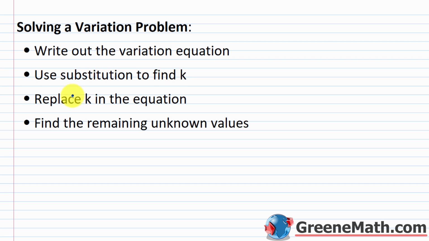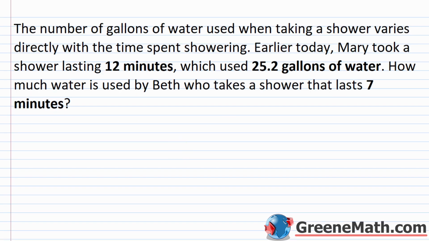So in your model that you set up, you're then going to find the remaining unknown values. That's going to allow you to solve the problem. So really, these are just going to be the typical plug and chug problems. All right, let's take a look at the first problem.